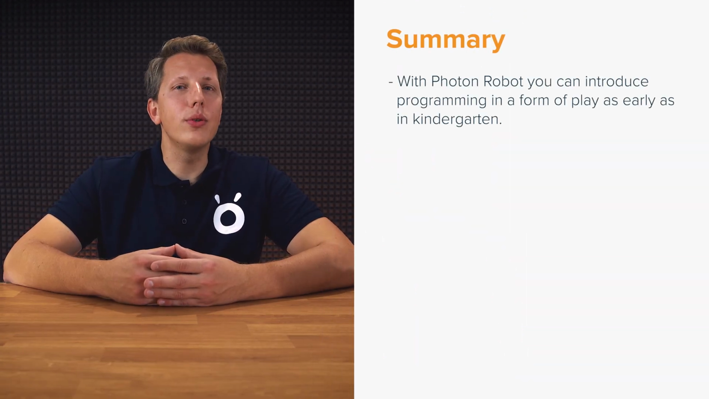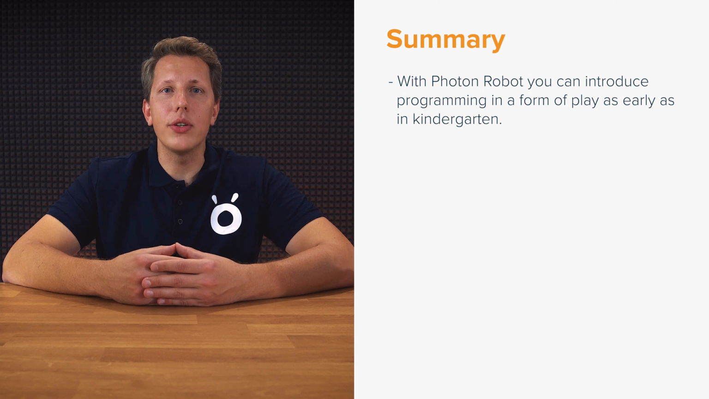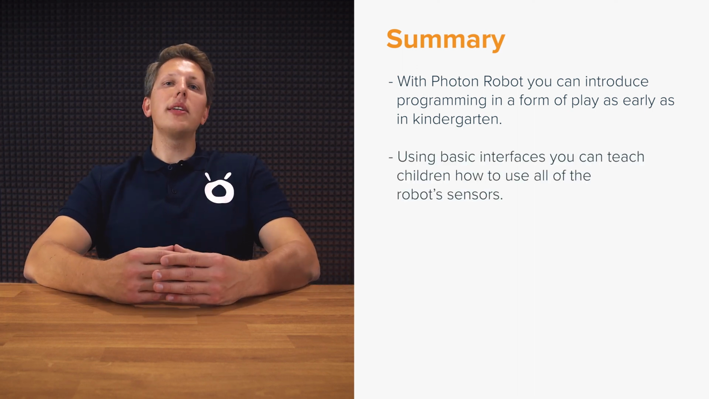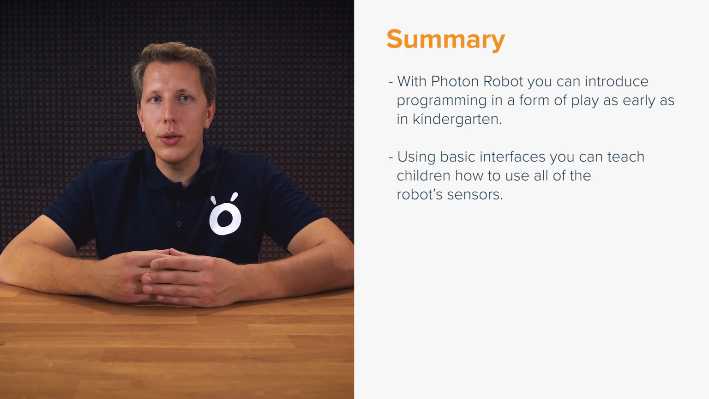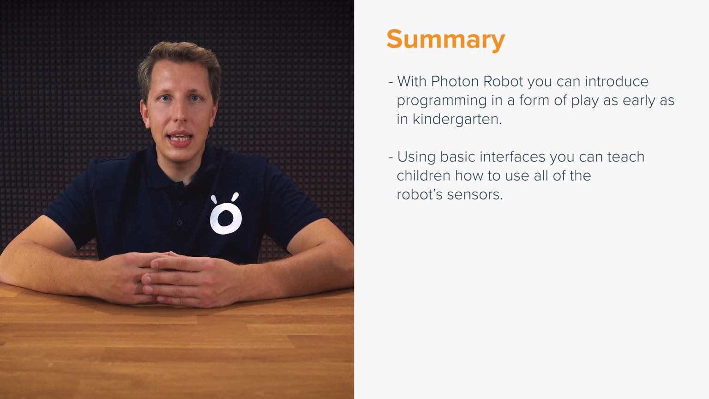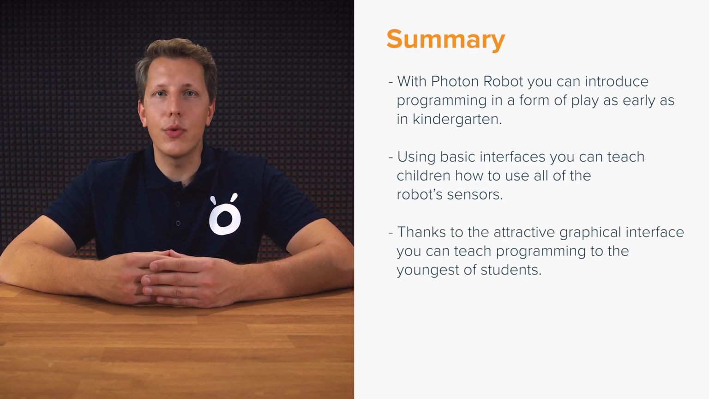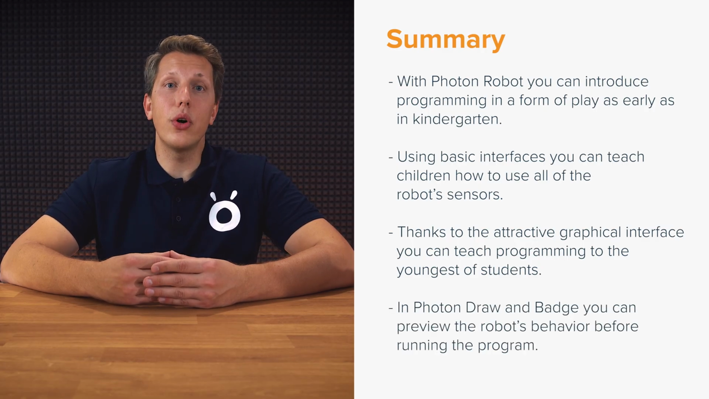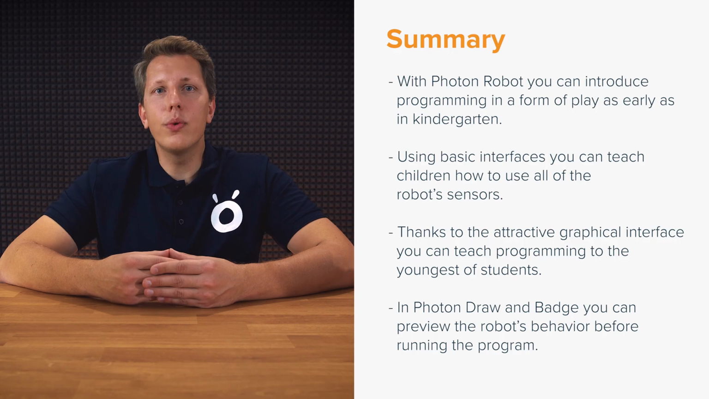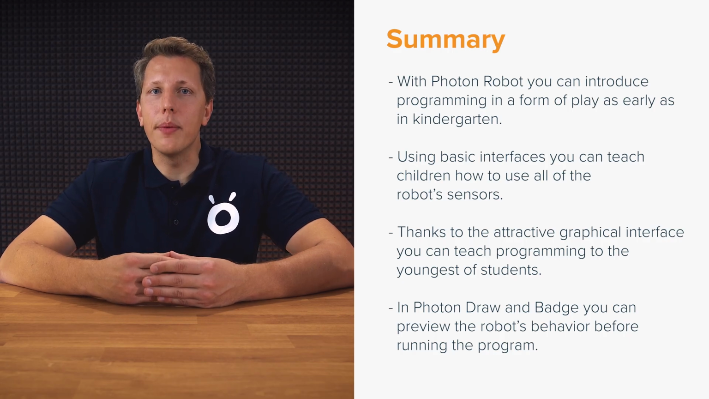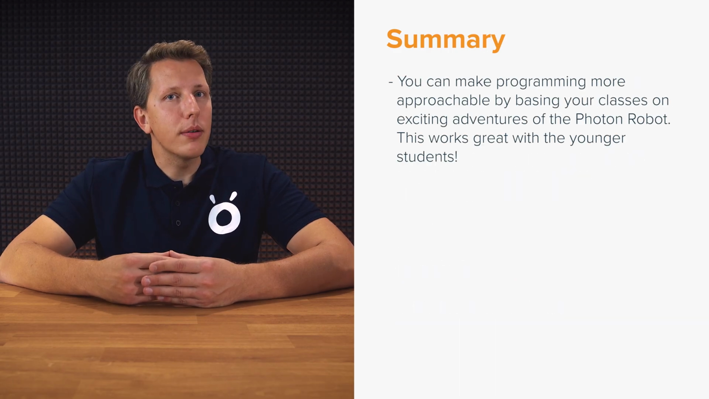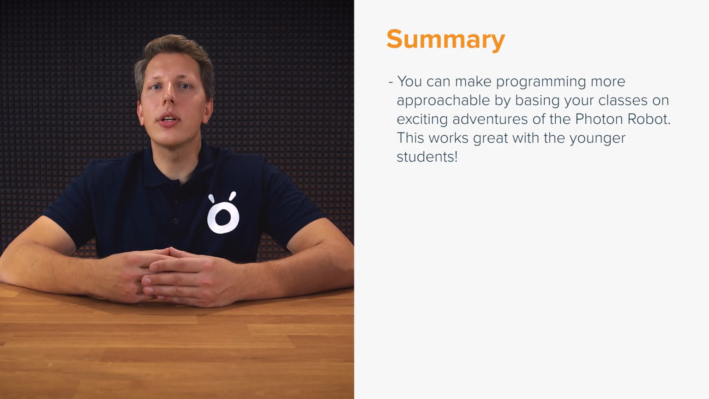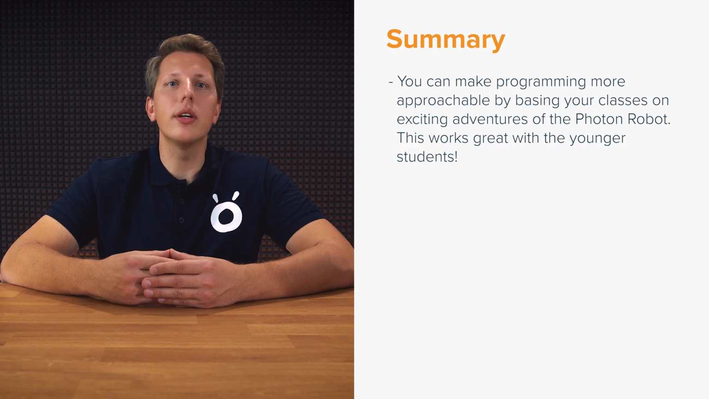To sum up, with Photon Robot, you can introduce programming in a form of play as early as kindergarten. Using basic interfaces, you can teach children how to use all of the robot's sensors. Thanks to the attractive graphical interface, you can teach programming to the youngest of students. In Photon Draw and Batch, you can preview the robot's behavior before running the program. You can make programming more approachable by basing your classes on the exciting adventures of the Photon Robot. This works great with the younger students.